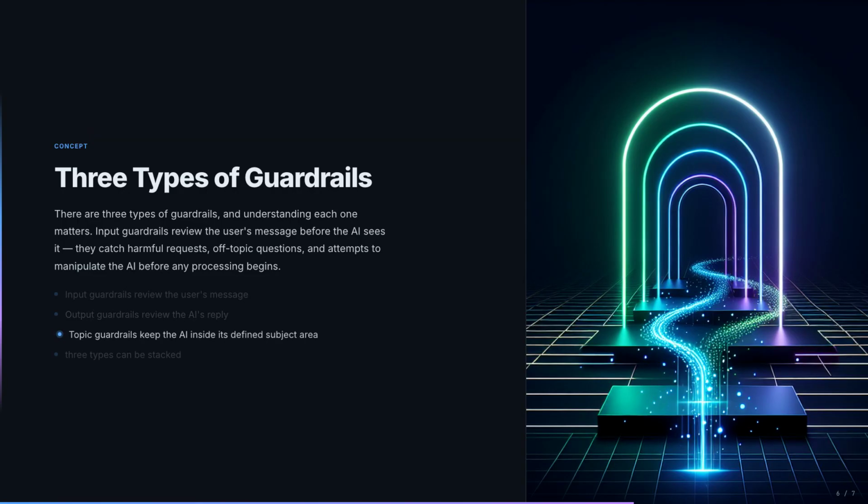Topic guardrails keep the AI inside its defined subject area. A medical chatbot stays on health topics. A customer service bot stays on product questions. Nothing drifts outside. These three types can be stacked. A single application can use all three simultaneously, creating overlapping layers of protection. The AI does not know what it should not say, the guardrail does. That is why you always need both.